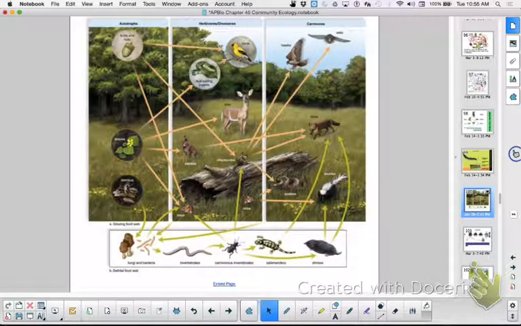All food webs are different and always interconnected. You could have something eat a worm, but also eat seeds or fruit as well, right? Then they're in both the detritus and in the plant material. So those can overlap for sure.